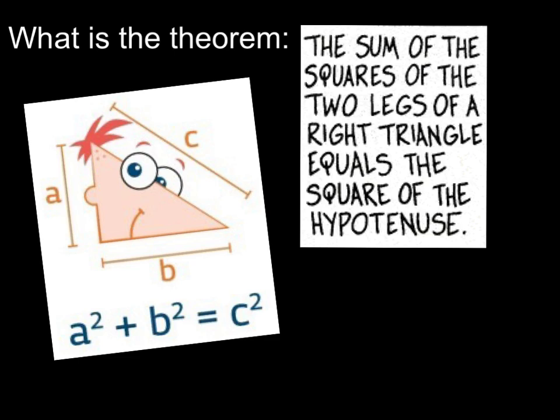So the Pythagorean Theorem is one of the most recognizable theorems in math. It's the sum of the squares of two legs of a right triangle, and those equal the square of the hypotenuse. So you work with a formula that is a squared plus b squared equals c squared.